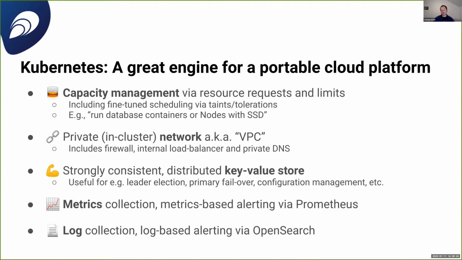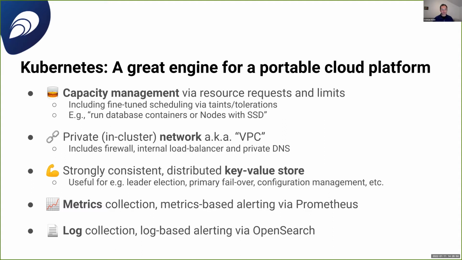Now, Kubernetes also offers under the hood a strongly consistent distributed key value store. You usually don't have access directly to it, but rather are accessing it via a mechanism called Kubernetes custom resource definitions that I'm going to talk about soon. But in essence, this is a very useful mechanism for implementing things such as leader elections, such as failover of the primary. You can also store configuration in this key value store and make sure that configuration is synchronized across replicas of a certain service and so on.